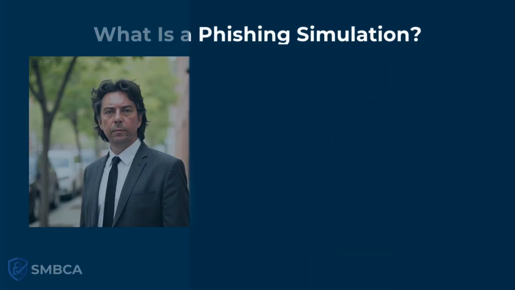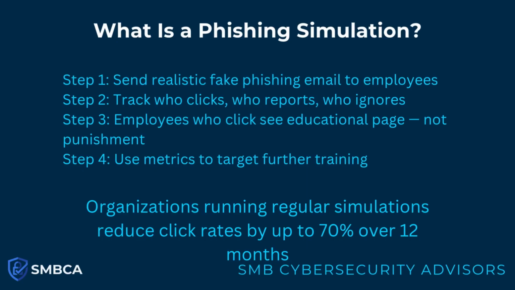Let's get started. A phishing simulation sends a realistic but harmless fake phishing email to your employees. If an employee clicks the link, they see an educational page explaining that it was a simulation and what they should have noticed. The simulation captures metrics: who clicked, who reported it, who ignored it. These metrics tell you exactly where your team's vulnerabilities are, without waiting for a real attack to find out. Research shows that organizations that run regular phishing simulations reduce click rates by up to 70% over 12 months.